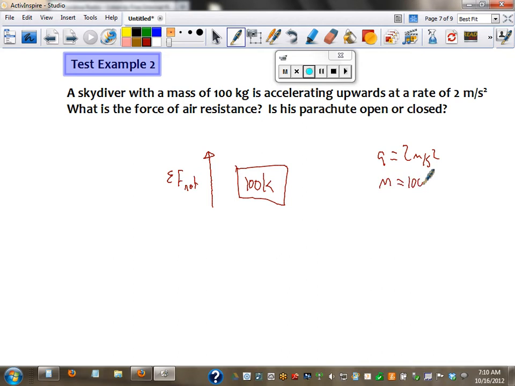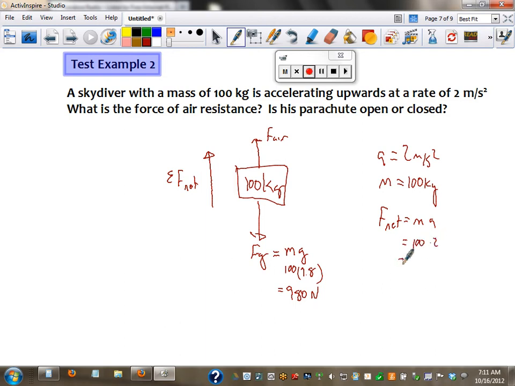I know mass is 100 kilograms. Okay, it didn't give me the, I need to know this. He's falling down. Force gravity. I need to find force air. Can you do it from here? See if you can try it. Here's your answer. I need to find this first. Mass times g. 100 times 9.8. 980 newtons. I also know that the net force equals mass times acceleration.